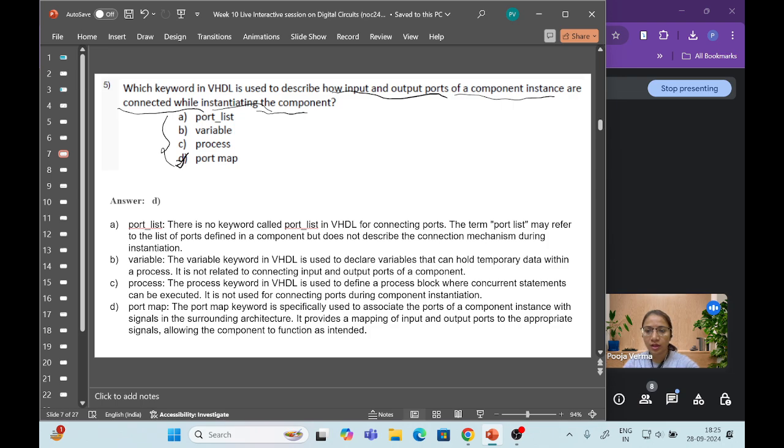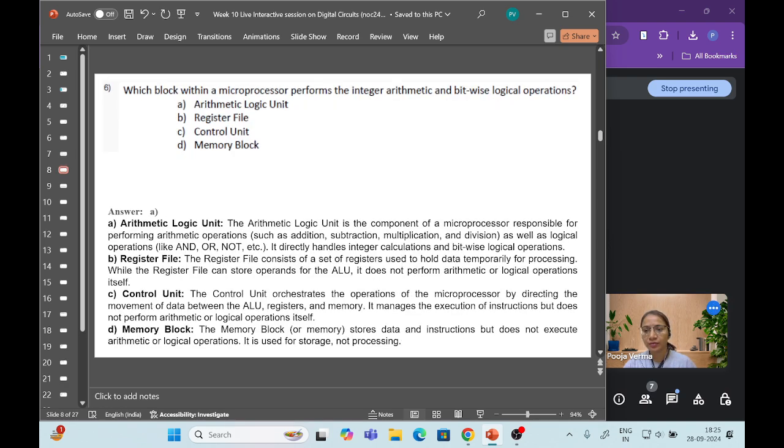So option D is the correct answer. That can be used, but others are not used, as we have already seen the meaning of these keywords. Okay, so option D is the correct answer for this question. Now moving to the next question.